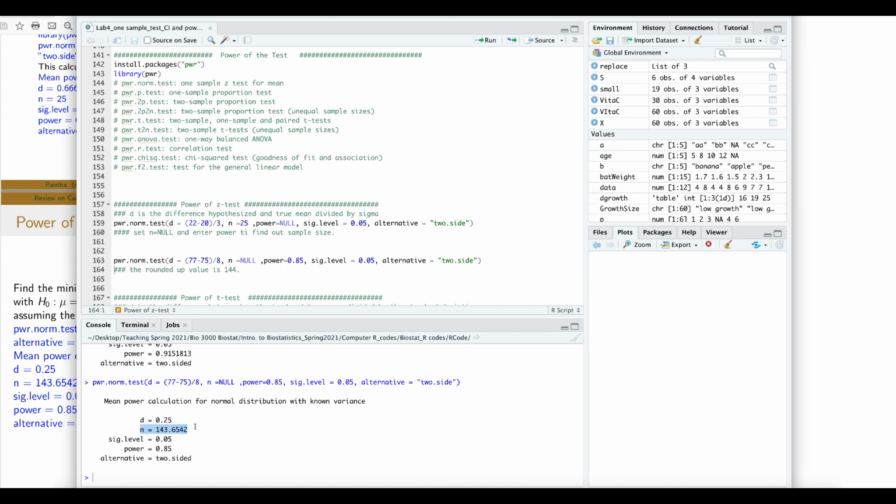If you want to keep the power at 85%, then your sample size must be at least 144. That's what we got here. See, the rounded up value here is 144. That's how we find out the power.